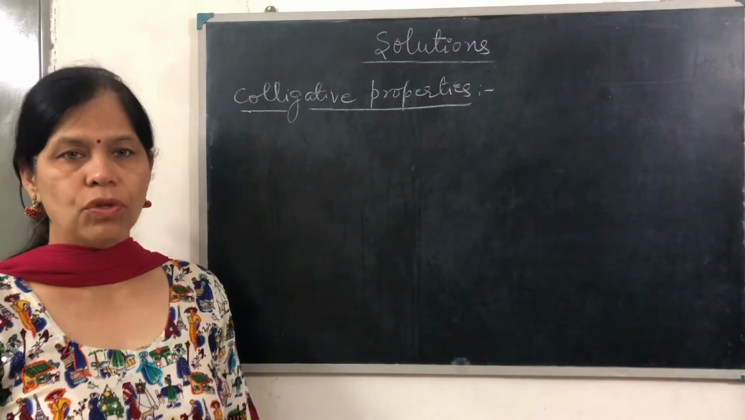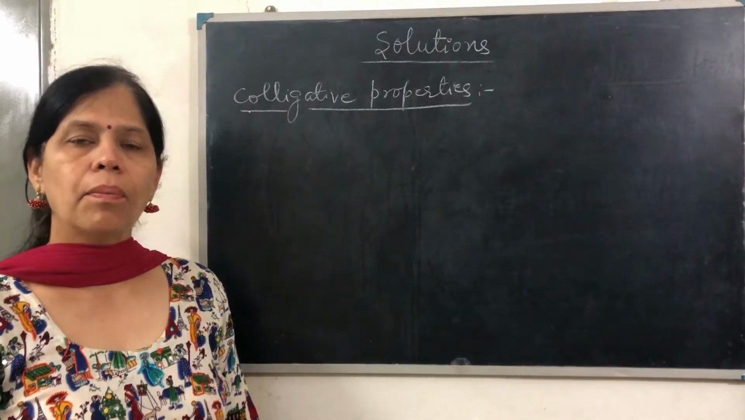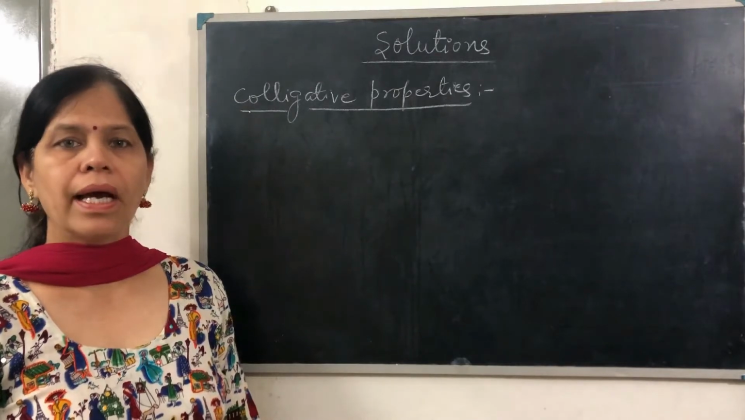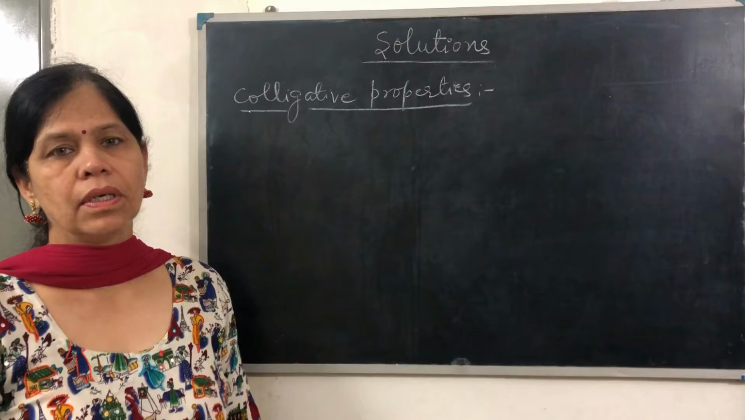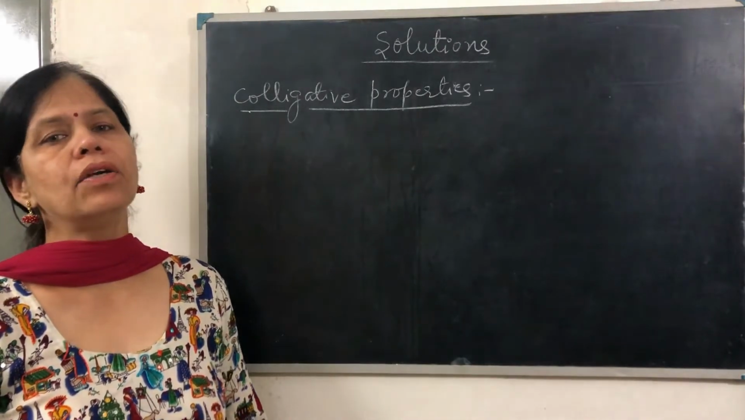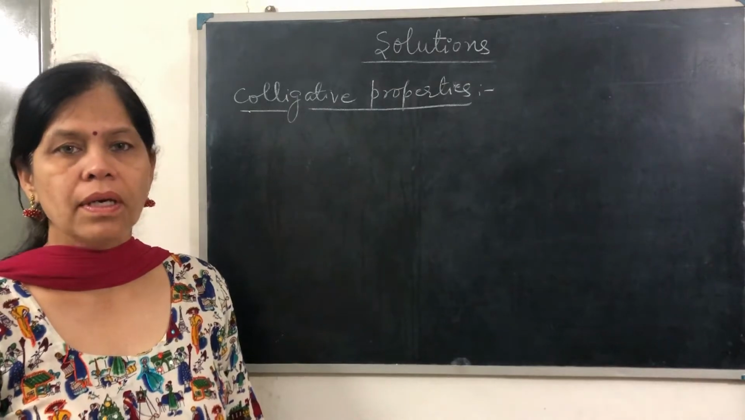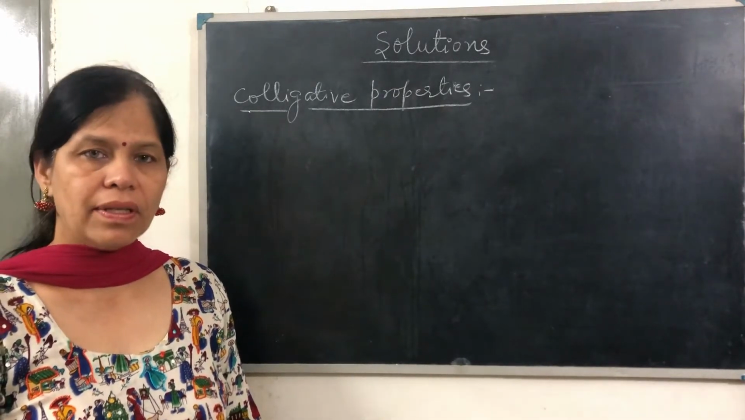Colligative properties are those which depend only on the number of particles of solute and are independent of the nature of solute. They depend only on the number of particles of solute and do not depend upon the nature of solute. I'll explain it further later on.